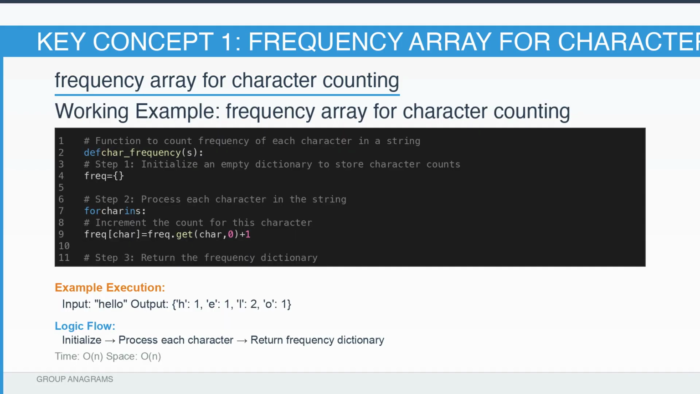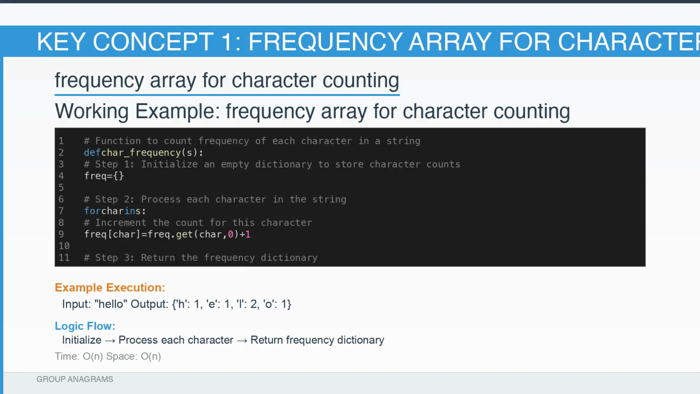In this slide, we have a function called char frequency, which counts how often each character appears in a given string. First, we initialize an empty dictionary named freq. Think of this dictionary as a box where we'll store each character as a key and its count as the value. Next, we loop through each character in the string. For every character, we use the get method on our dictionary. This method checks if the character is already in the dictionary. If it is, we increase its count by 1. If it isn't, it starts counting from 0 and adds 1. Finally, the function returns the frequency dictionary, giving us a clear overview of how many times each character appears.